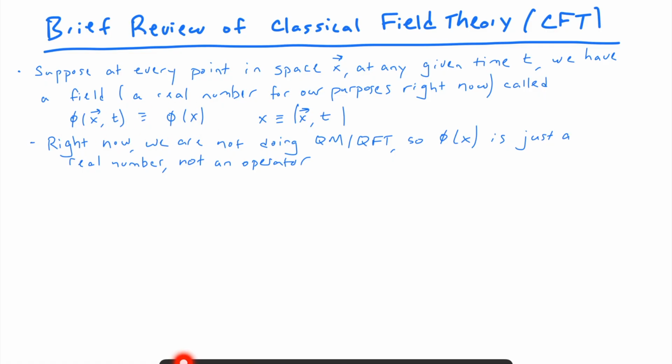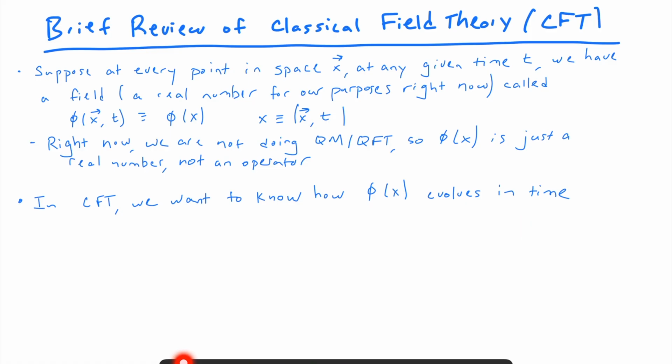Remember the notation we used, which is common in quantum field theory, that we often just write x with no arrow on it, and that is short for three spatial dimensions, x1, x2, x3, and one time dimension. We just usually write it phi of x. When there's no arrow, it just means 4 dimensions. Right now, again, we're not doing quantum mechanics or quantum field theory, so phi of x is just a real number, not an operator. In classical field theory, we want to ask the same question: how does phi of x evolve in time?